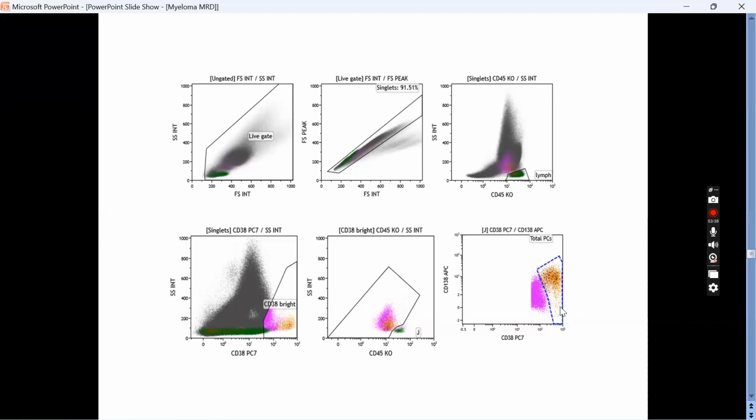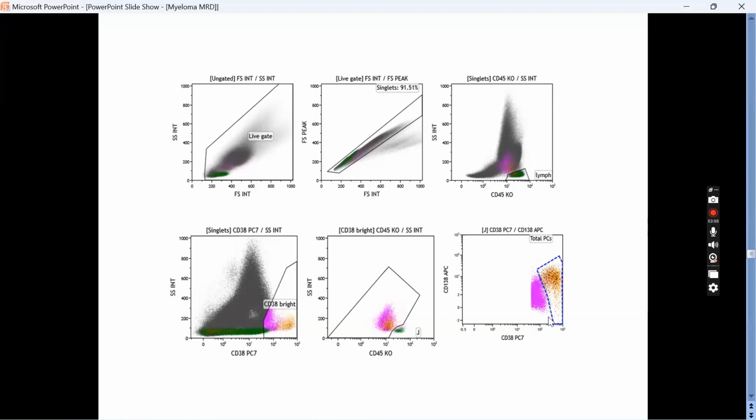CD138 versus CD38. Now you can see that one population is CD38 bright and even CD138 positive, whereas the other population is all CD138 negative. So draw a gate something like this to include only the plasma cells, ignoring all other populations like monocytes, normal myeloid blasts, basophils, PDCs, and so on.